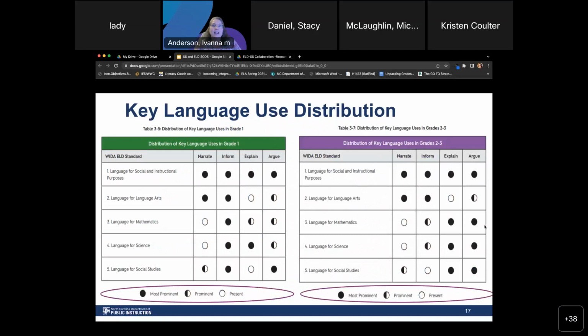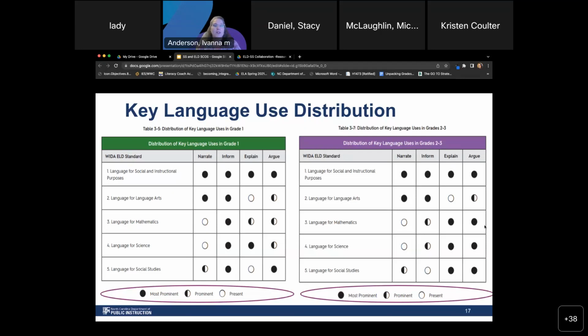So on the left side, I have the list of key language use distributions for grade 1, and then the key language use distributions for grade 2 through 3 on the right. And I've circled on the bottom that when you see a darkened circle, it is the most prominent key language use. And so those charts you were looking at were actually expanding on those most prominent key language uses and helping us see ways, not all the ways, but many of the ways that they can be used. When you see sort of a half moon, it's prominent, but the empty ones don't mean it's not there. It just means they're present. They are not the most prominent.